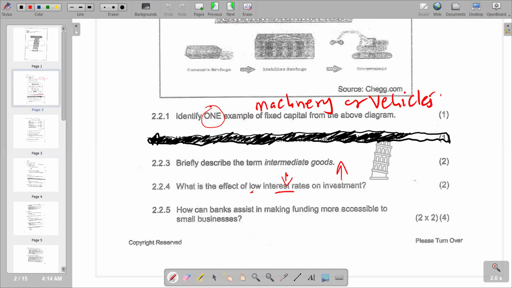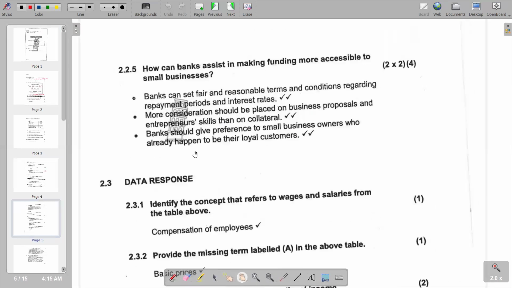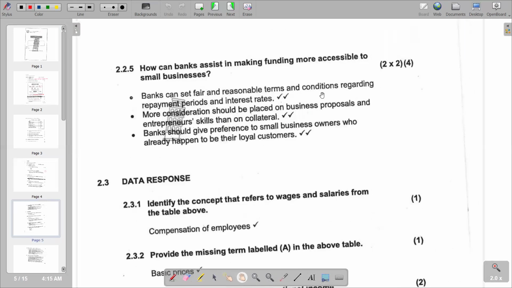Then we go to the next part of the question, which says, how can banks assist in making funding more accessible to small businesses? So now, the question has got four marks, and obviously it requires you to raise two points. According to that on 2.2.5, banks can set fair and reasonable terms and conditions regarding repayment periods and interest rates. So this makes it easier for small businesses to access those funds because the repayment periods are flexible and the interest rates are not very high. Obviously, that will improve accessibility of those funds. So basically, that's what we have on the first point.